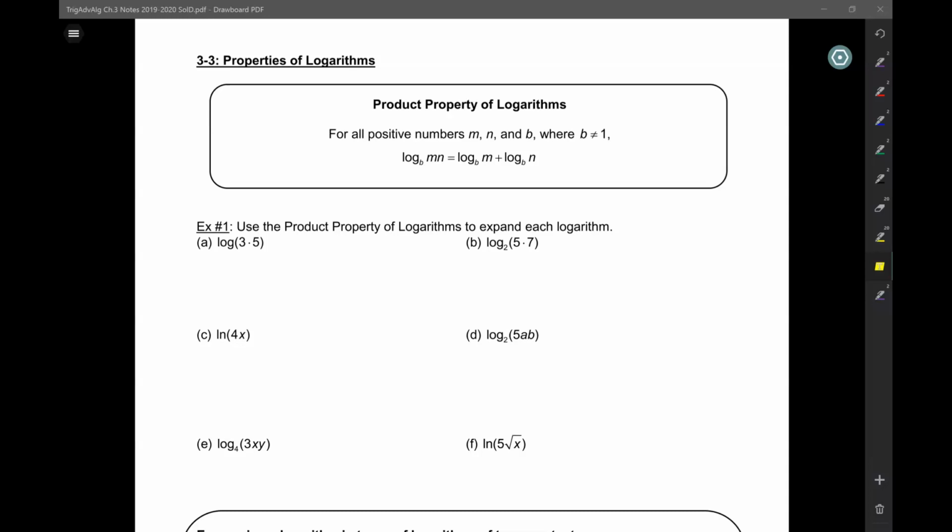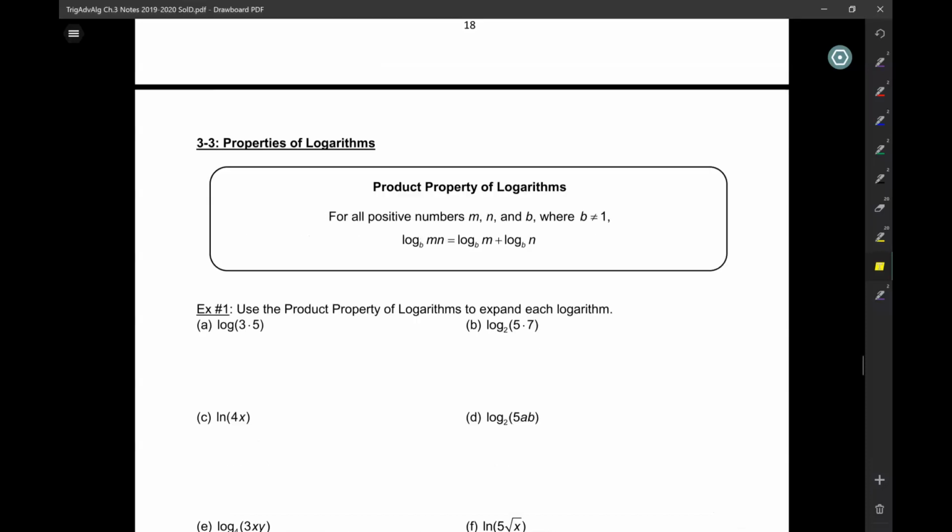So we're going to talk more about logarithms today. We're going to talk specifically about the properties of logarithms. And this section is one where we have to do without a calculator, right? So no calculator for this section.